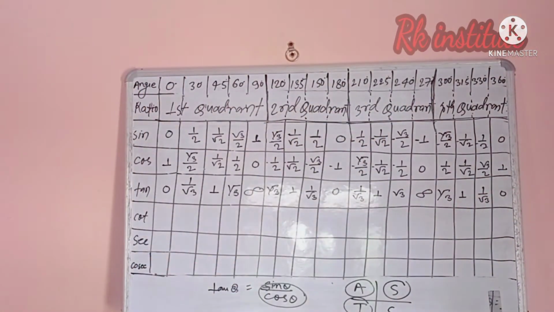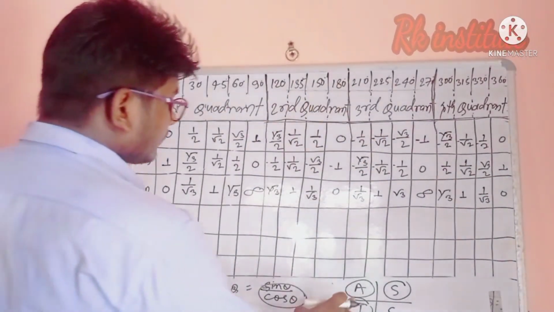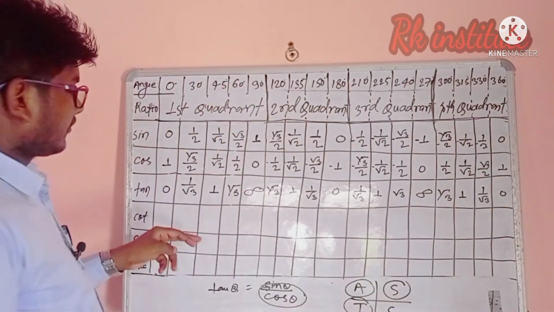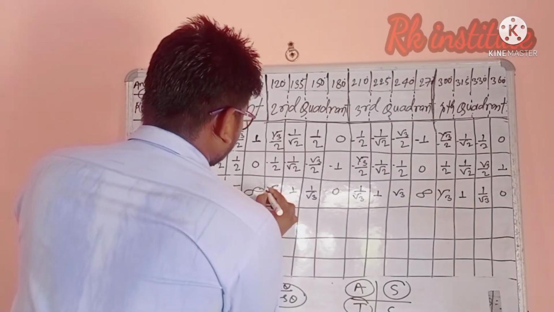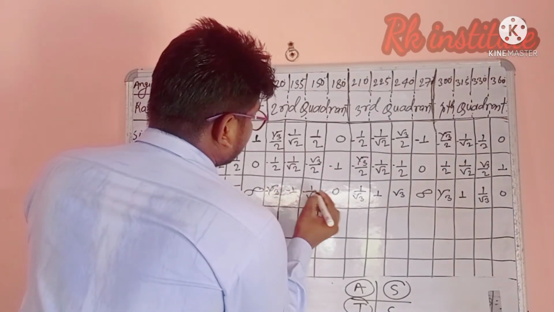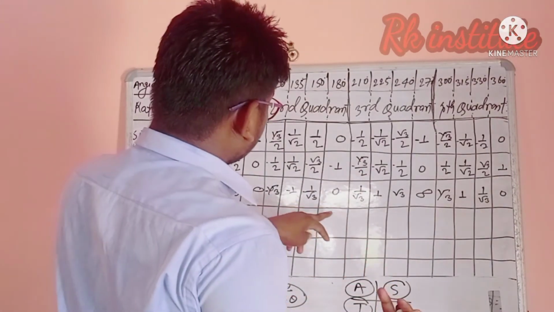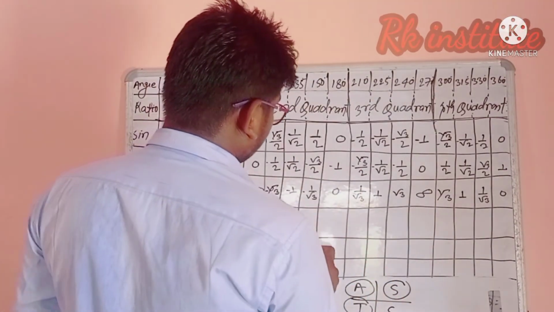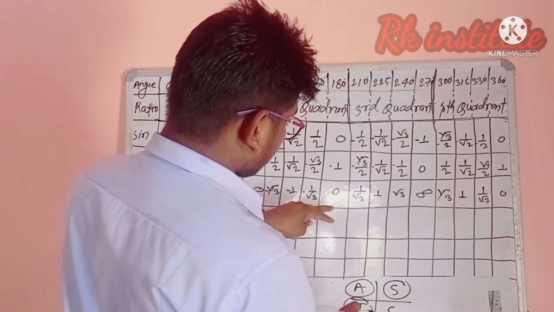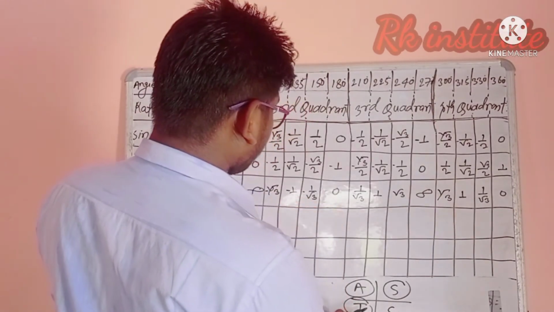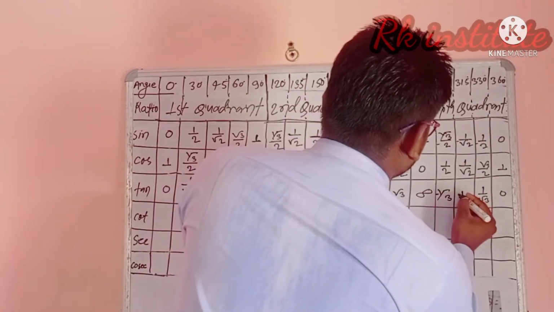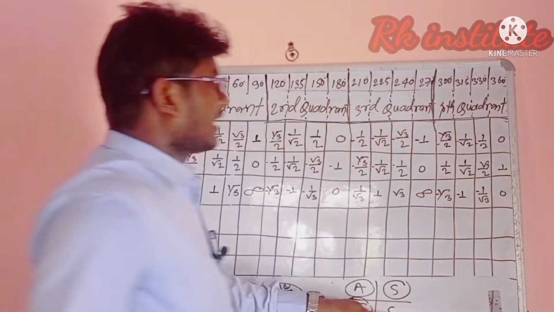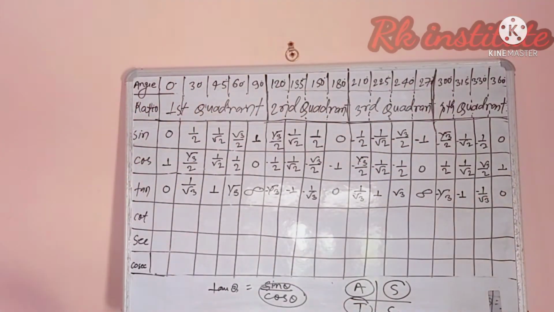We have to remember what ASTC is. In the ASTC, A is first, all positive; second only sine, so negative. You don't write a negative value for the boundary. Third quadrant is positive and fourth quadrant is negative. This is our formula, and we have to find the next 3 terms.